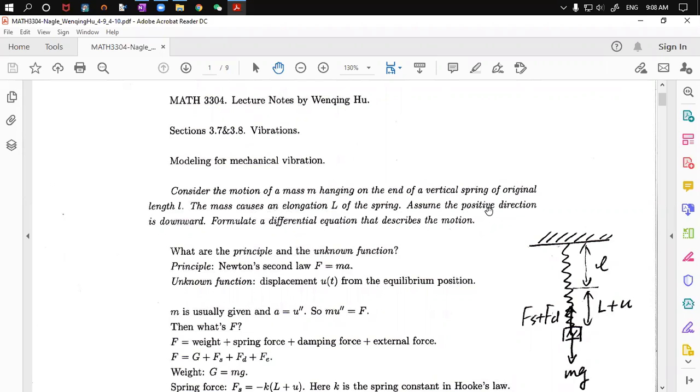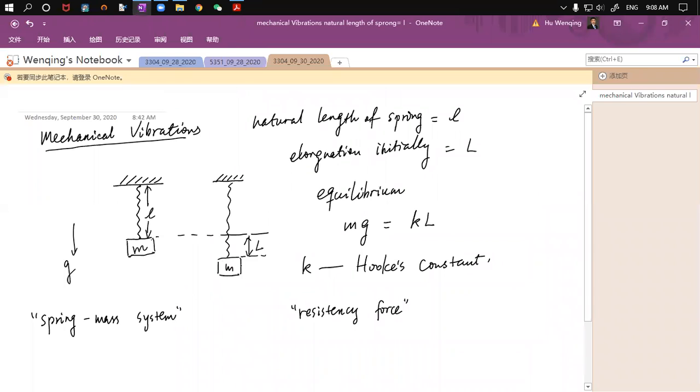However, here we are going to describe the motion, right? So I want you to describe the motion. What does it mean, describing the motion? It means that you want to describe the position of the mass. So first of all, how does the motion come up?